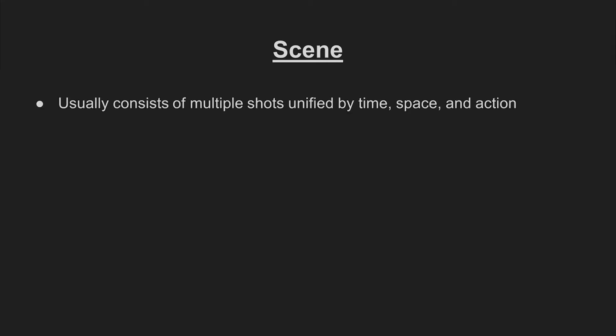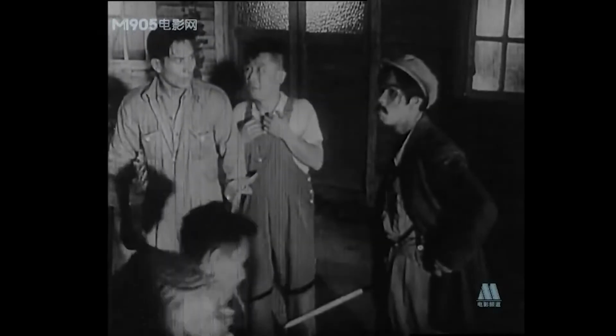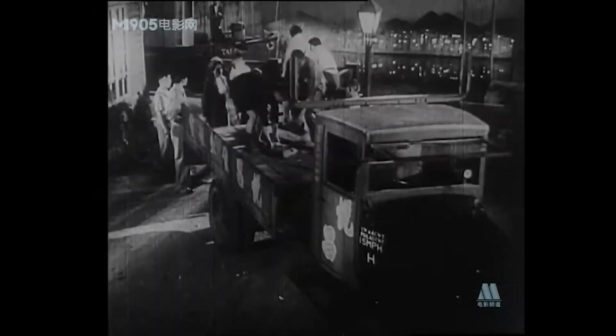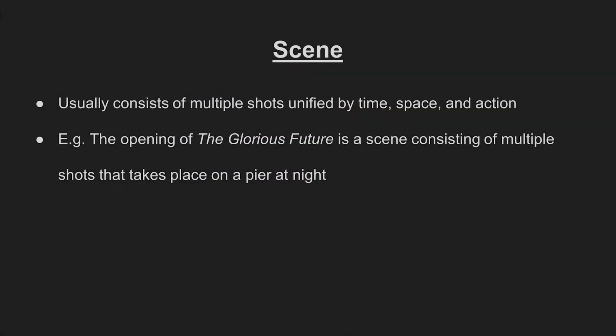A scene is made up of multiple shots unified by time, space, or action. This part of the glorious future, for example, can be considered a scene made up of multiple shots that takes place on a pier at night. If we think of shots as bricks in cinema, scenes are like the walls they construct.